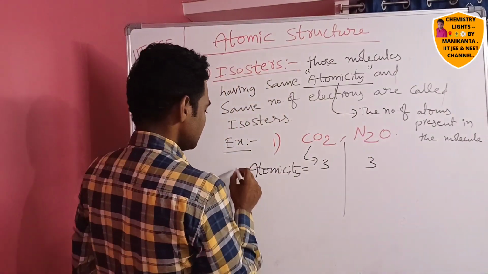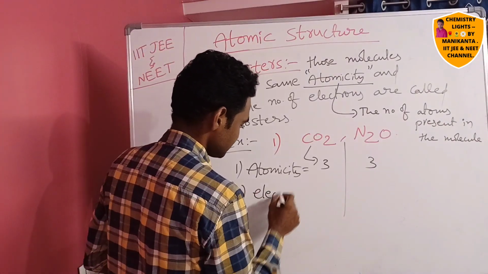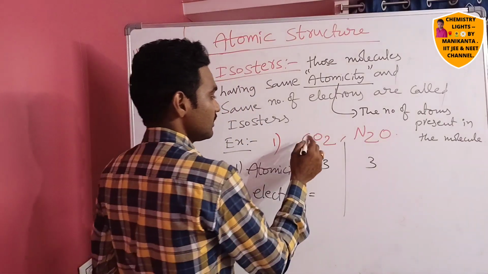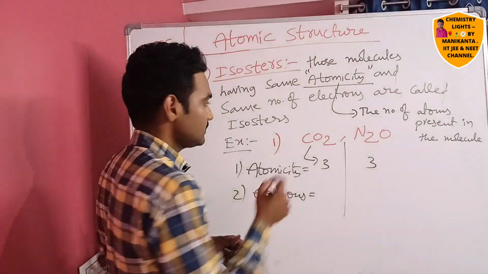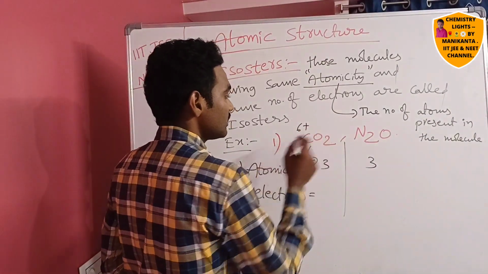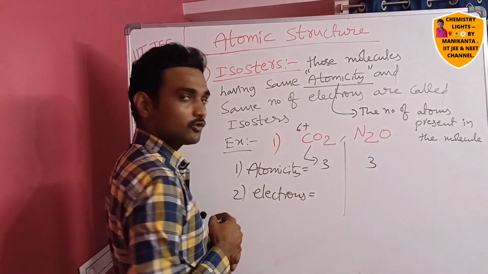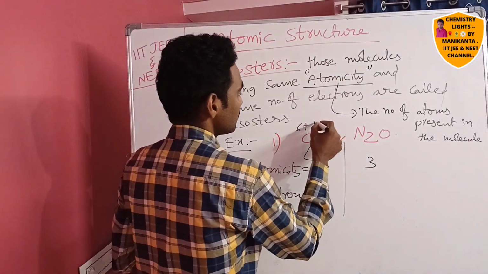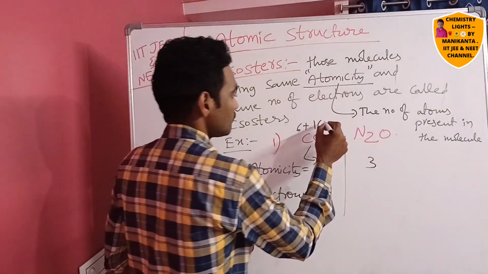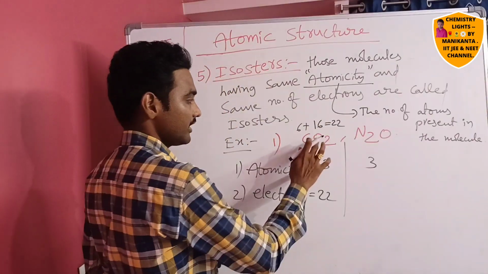Okay. Next, let me calculate number of electrons. Number of electrons in carbon, how many electrons will be? 6. Plus in 1 oxygen 8. But here 2 oxygens are there. 2 into 8, 16. 6 plus 16, 22. So 22 electrons are there totally in carbon dioxide.